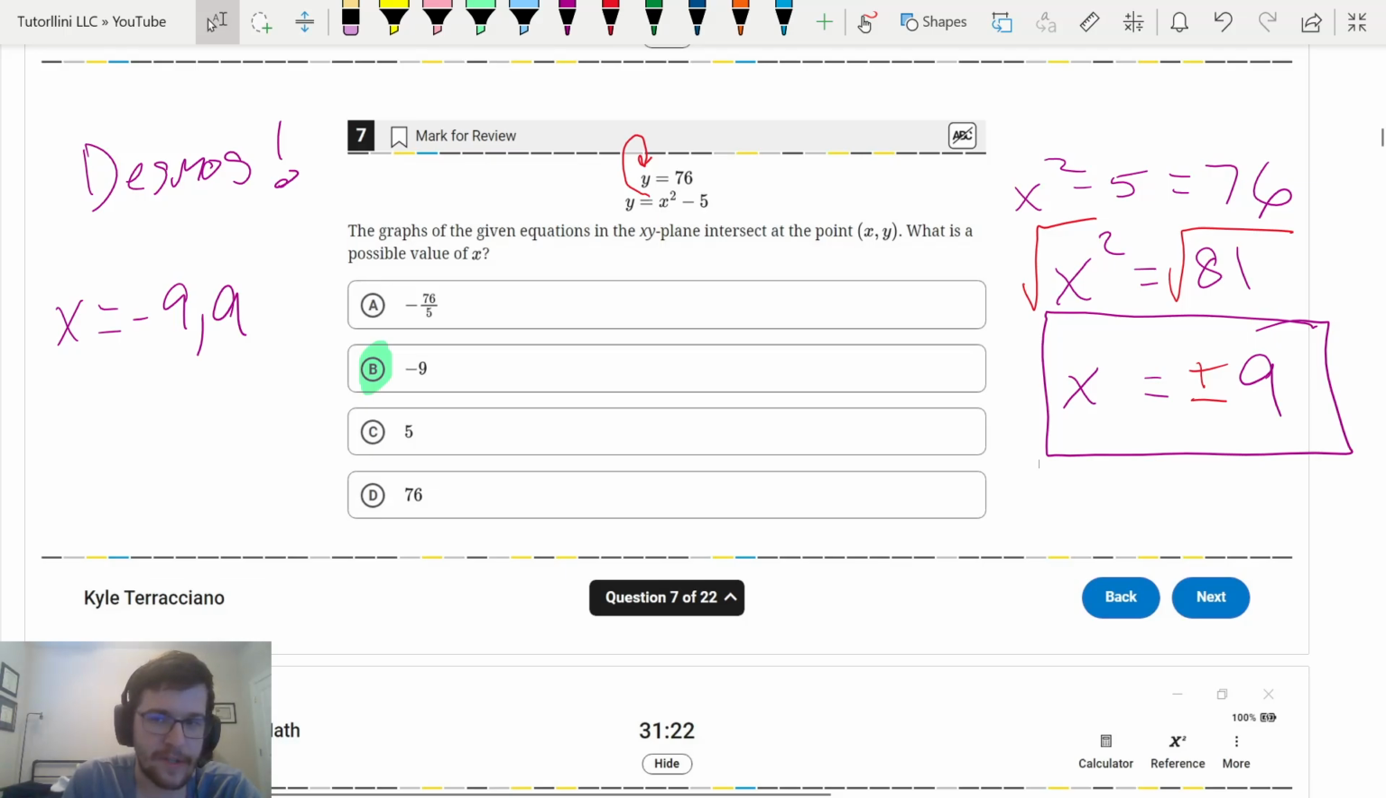Desmos was much easier, even though this was a short one. Okay, great. Let's keep going.